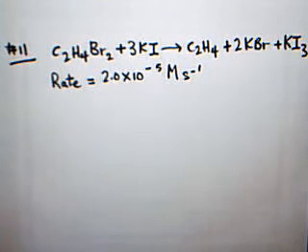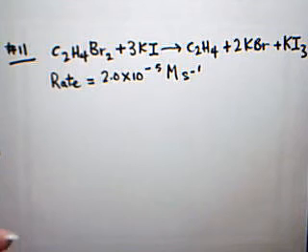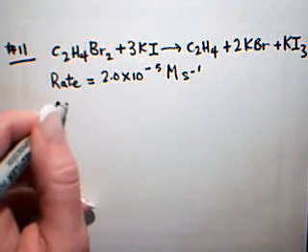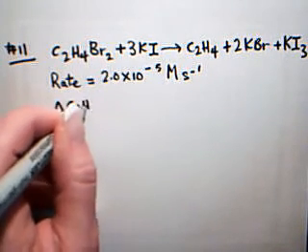Number 11 is actually using the same equation as number 10, but we're being asked for a different species. Again, in number 11, we're told that the rate at a particular instant in the reaction is 2.0 times 10 to the minus 5 moles per liter per second. And we are being asked specifically for the rate of disappearance, which is like a rate of consumption, of the reactant C2H4Br2.